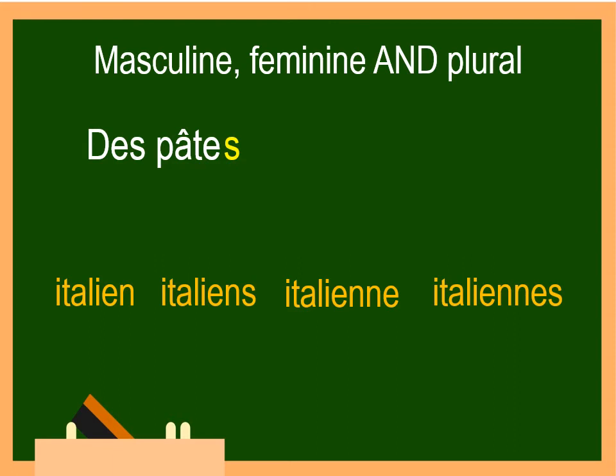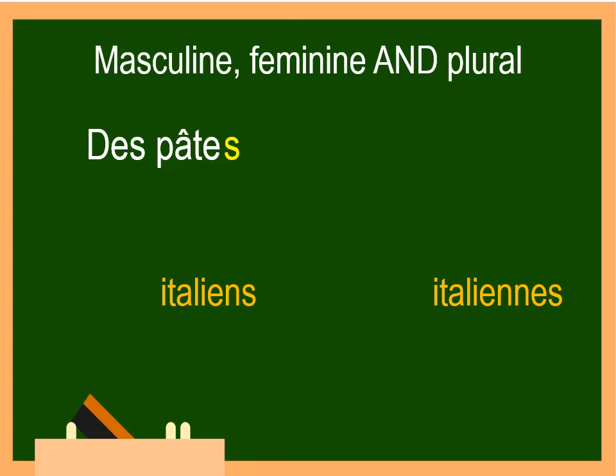Well, we know that des pâtes is plural, so we can straight away eliminate all the singular versions. So we eliminate Italien, which is the masculine singular, and Italienne, which is the feminine singular. We're left with the two plural ones, Italiens with an S and Italiennes with an S. But which one are we going to use? Because we need to know whether pâte is masculine or feminine. In order to do that, you cannot exactly look at the last letter here because the last letter is an S, but that S, remember, is optional. It's just the plural marking.